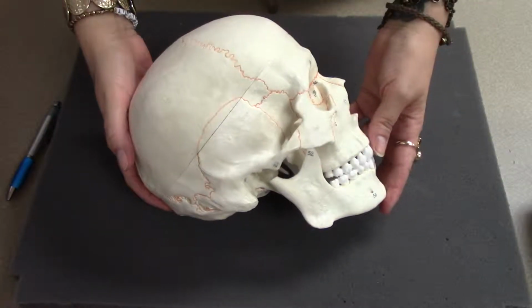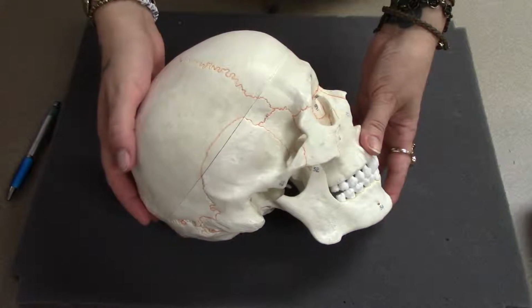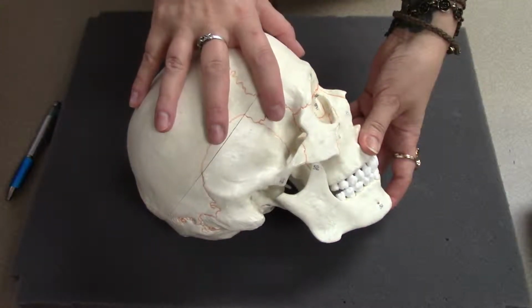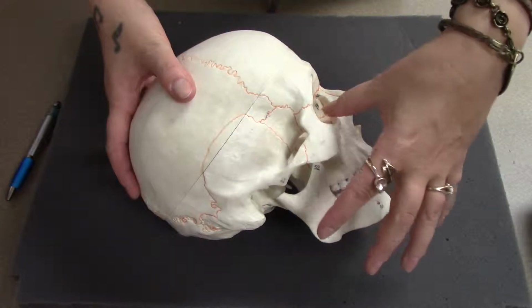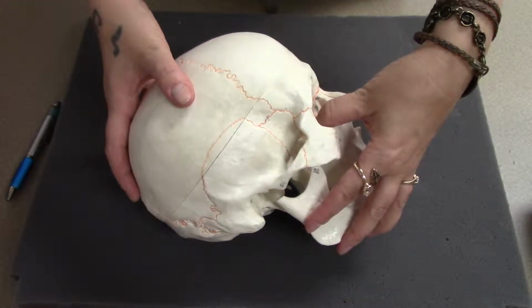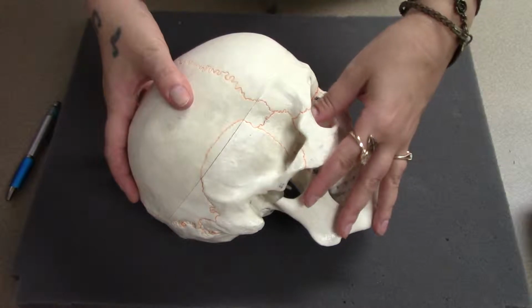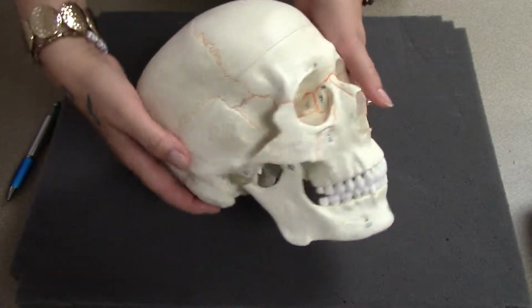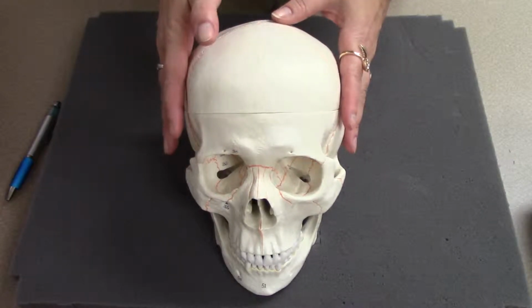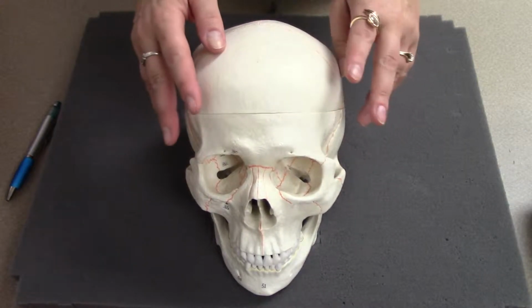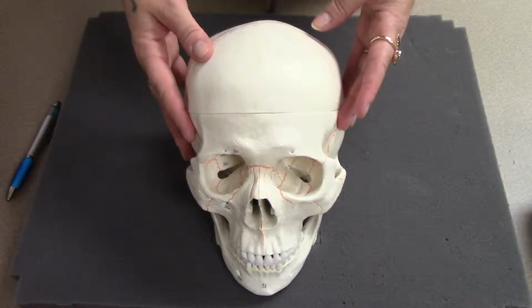Bones of the skull are classified into two groups: cranial bones, which surround the brain, and facial bones, which obviously form the face, and they don't surround the brain. There are 6 names for cranial bones. 2 of those are in pairs, so it's 8 bones total.